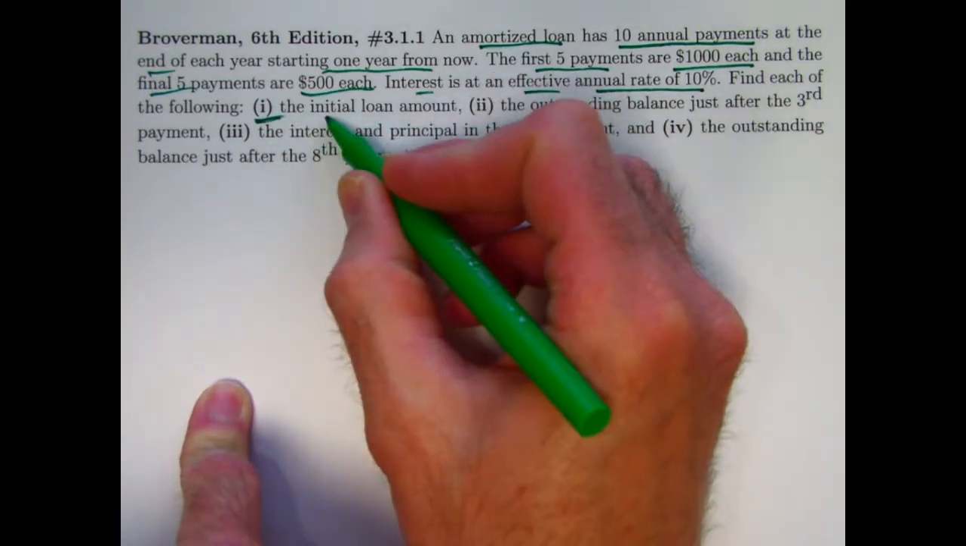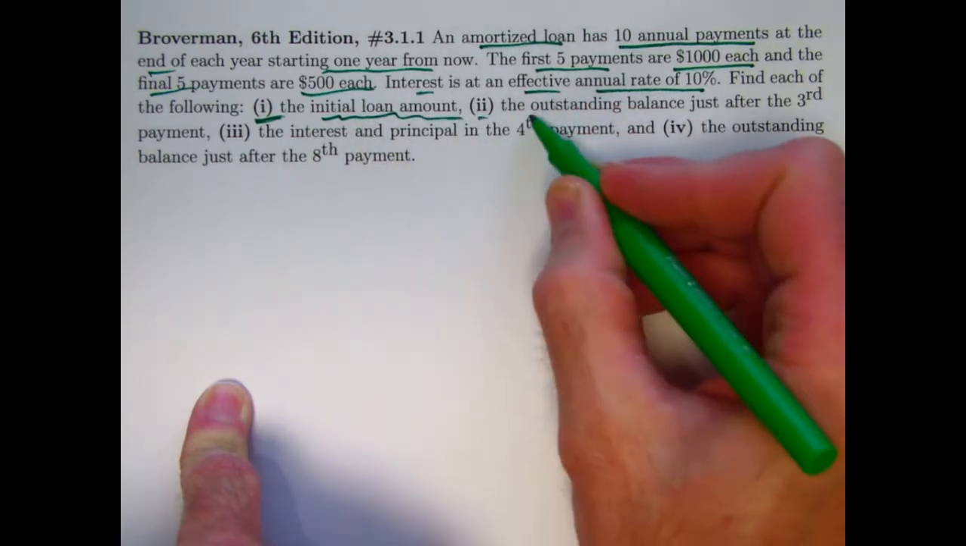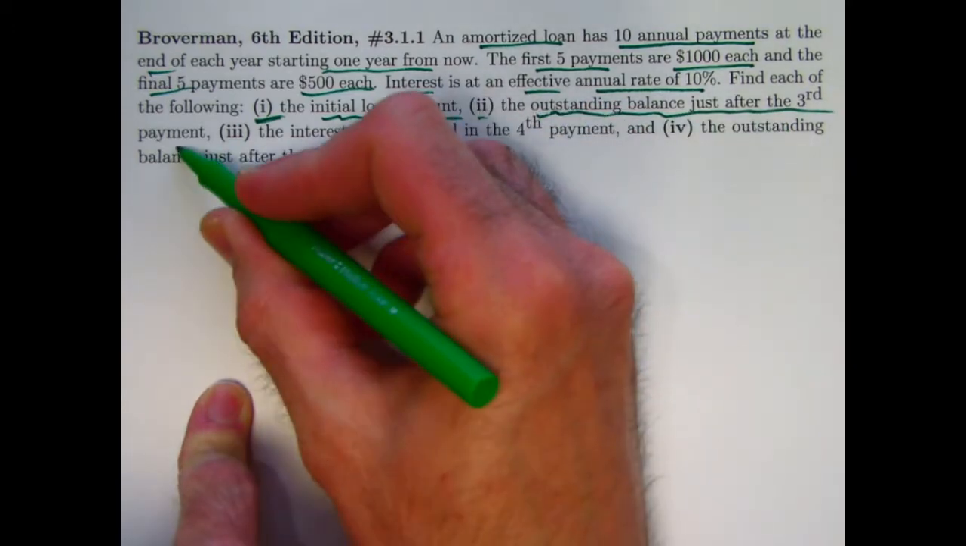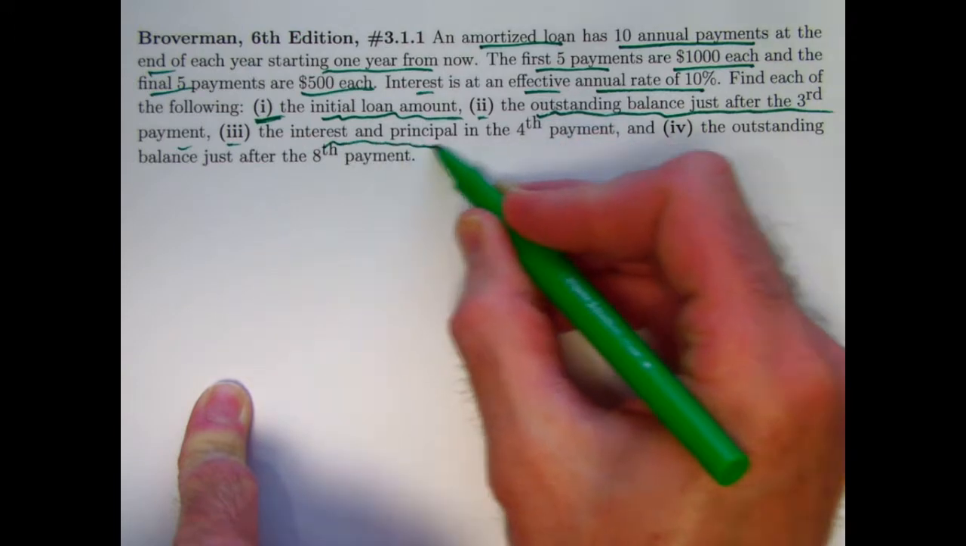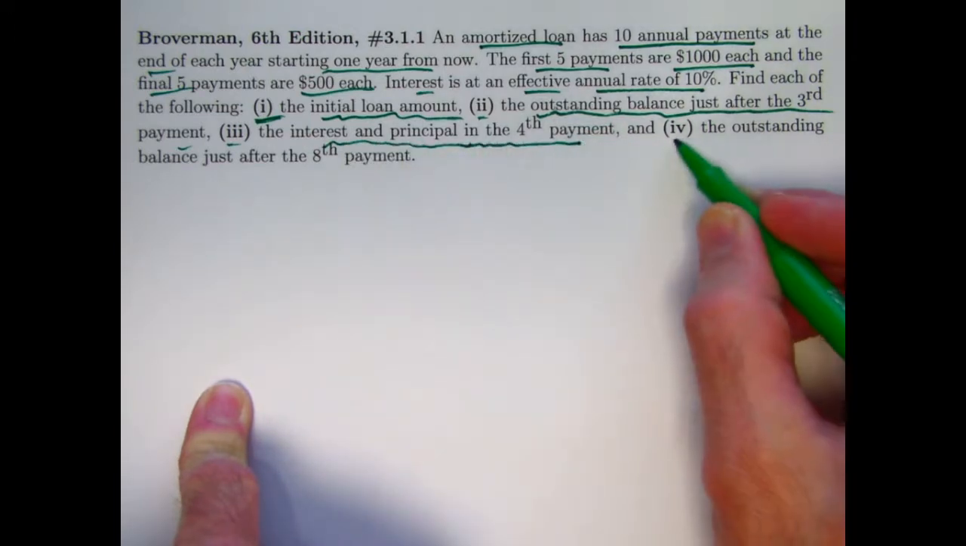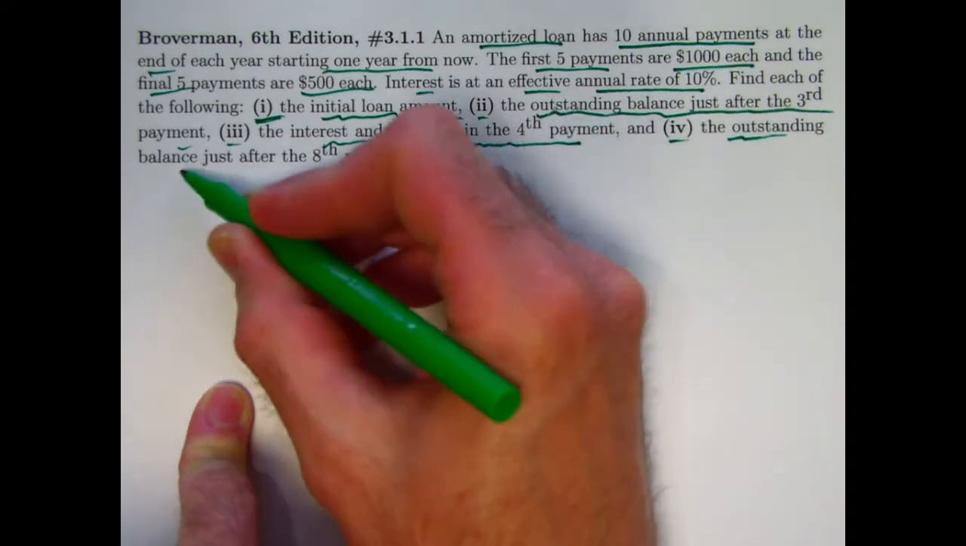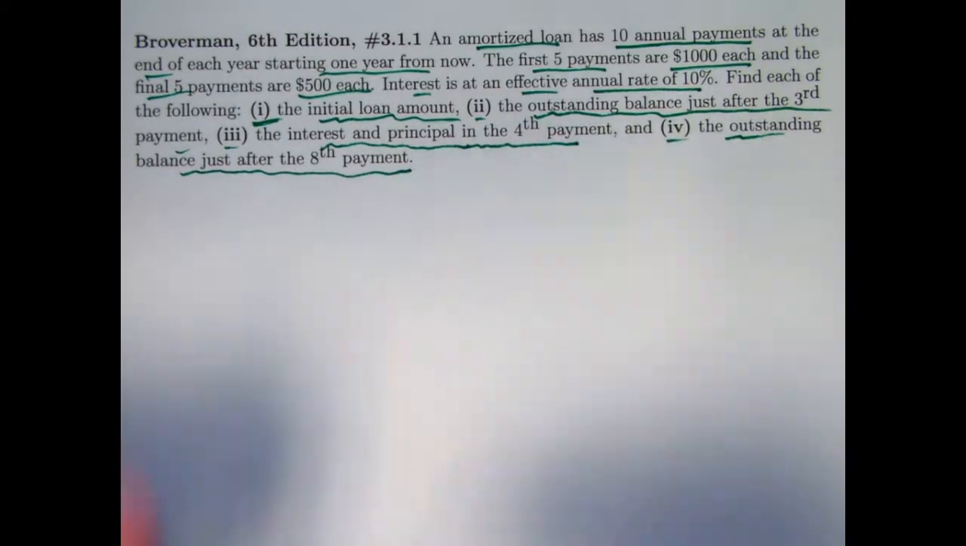Part 1, the initial loan amount. Part 2, the outstanding balance just after the 3rd payment. Part 3, the interest and payment in principal on the 4th payment. And 4th part is the outstanding balance just after the 8th payment.